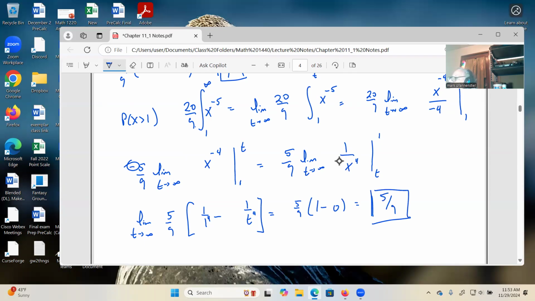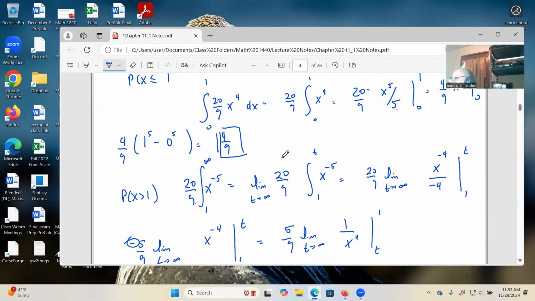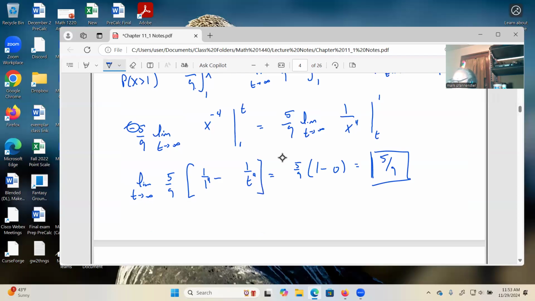Okay. If we go back, remember what we did for part A? What was the value between 0 and 1? Remember the probability that x was between 0 and 1, which was 4/9, and the probability that x is greater than 1, which is 5/9. When we add these two up, we get 9/9, which is 1. We also confirm that it's a probability distribution because we know that the whole thing integrates out to 1. So that's very nice.